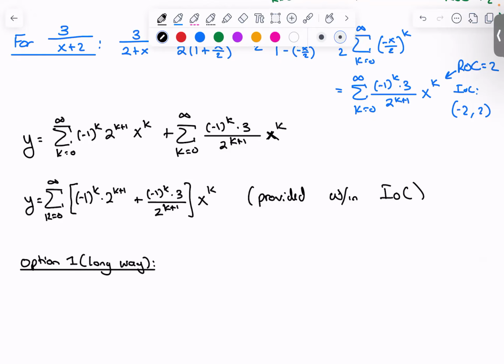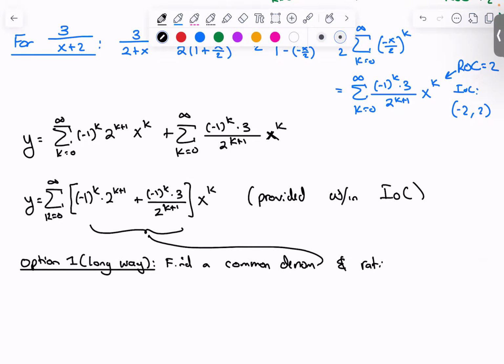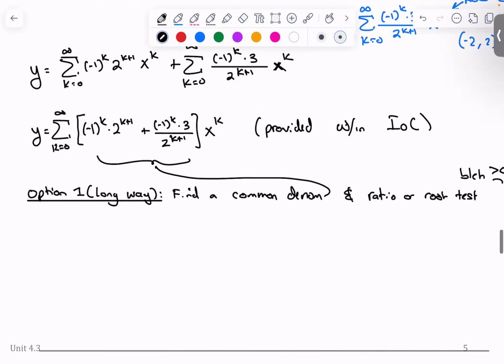Doesn't always happen. So the long way is to find a common denominator in this segment right here and then do the ratio or root test. That'll take way too long. It can work. It's going to be sticky. I mean, nicer than most things, but there's going to be a lot of minor calculus algebra that's going to be annoying. Option two is the clever way.